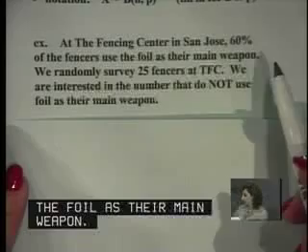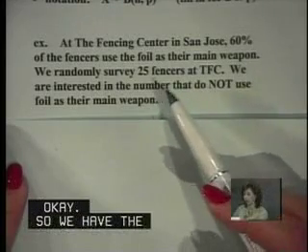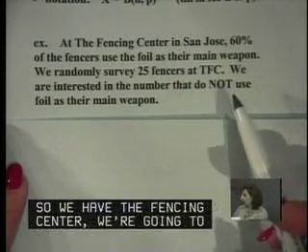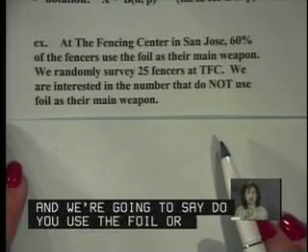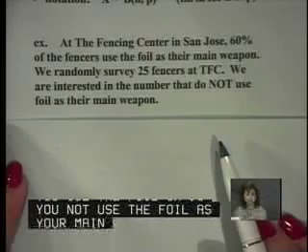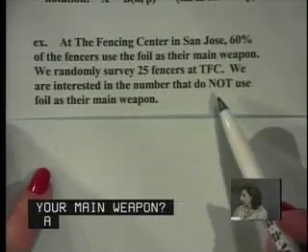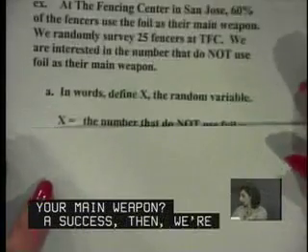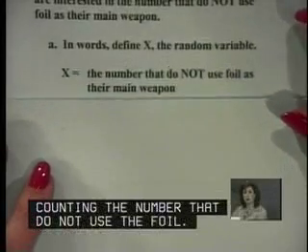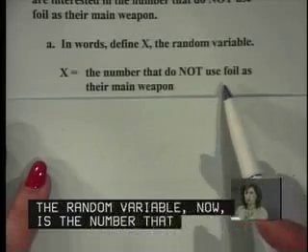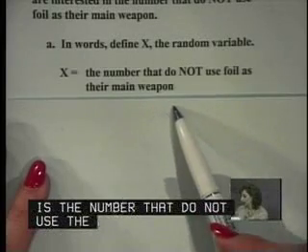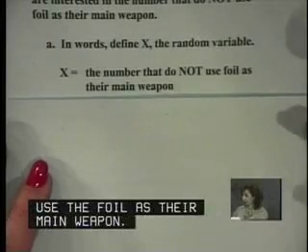Okay, so we have the fencing center. We're going to randomly survey 25 of them. And we're going to say, do you use the foil or do you not use the foil as your main weapon? A success, then, we're counting the number that do not use the foil. The random variable now is the number that do not use the foil as their main weapon. That would be a success.